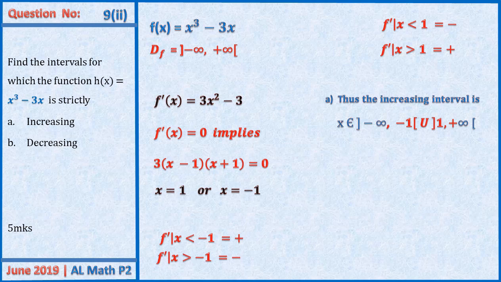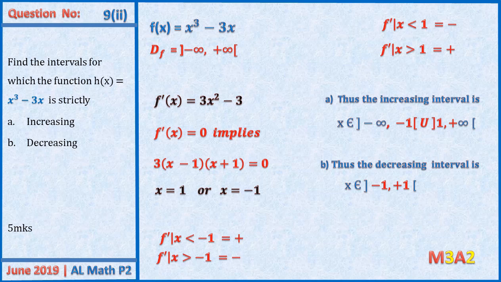So in the interval minus infinity to minus 1 from below and positive 1 from above to positive infinity, the function is increasing. Then for the decreasing interval, we have from minus 1 to positive 1, the function is actually decreasing. So these are the intervals where the function is increasing and when it is decreasing. That brings us to question 10.